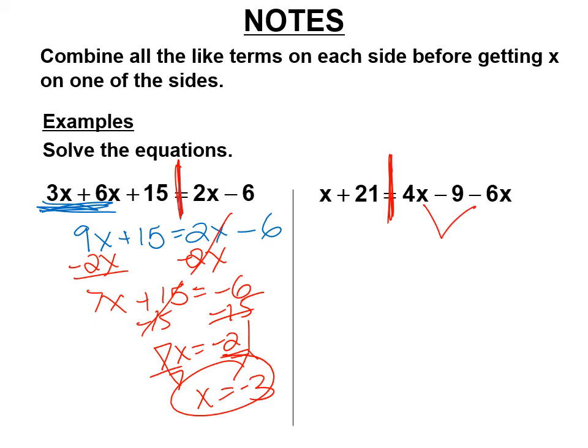So let's combine the 4x and the minus 6x. So that's -2x. Now what's fewer, x or -2x? -2x is fewer. So we're going to add 2x to both sides.